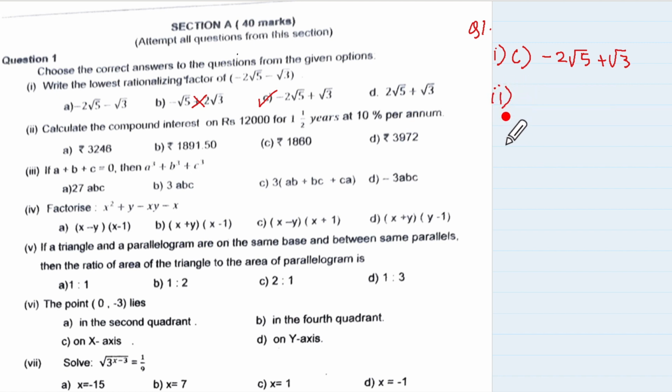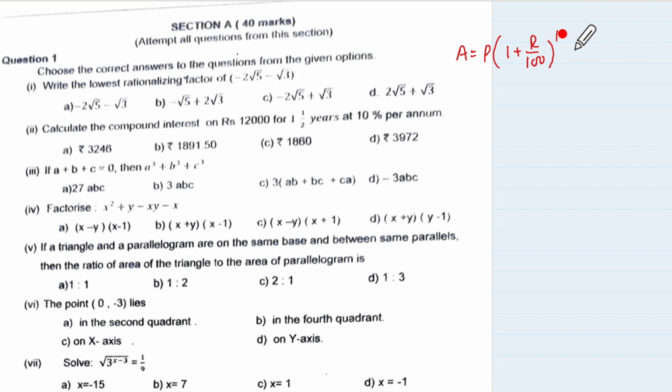Now the second part: calculate the compound interest on 12,000 for 1.5 years at 10% per annum. Here you will have to show the working. I suggest that you draw a column this side, and on the right hand side you will show the work. You can use the formula, work it out, and then check the answers. A is P into 1 plus R upon 100 for 1 year, and for the half year it will be 1 plus R upon 200 to the power 2n, meaning 2 into half.